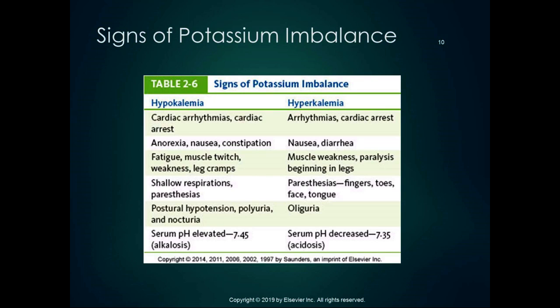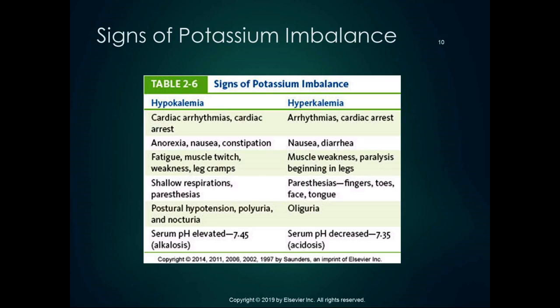So this is the chart from the book with the signs of potassium imbalance, and it compares hyper and hypokalemia. Hypokalemia is not enough potassium, and hyper is too much. As far as cardiac things go, hypo causes cardiac arrhythmias and potentially cardiac arrest. Hyper also causes cardiac arrhythmias and potentially cardiac arrest. So both of these are serious. Your potassium needs to be right. It affects your heart. Both of them can cause nausea.